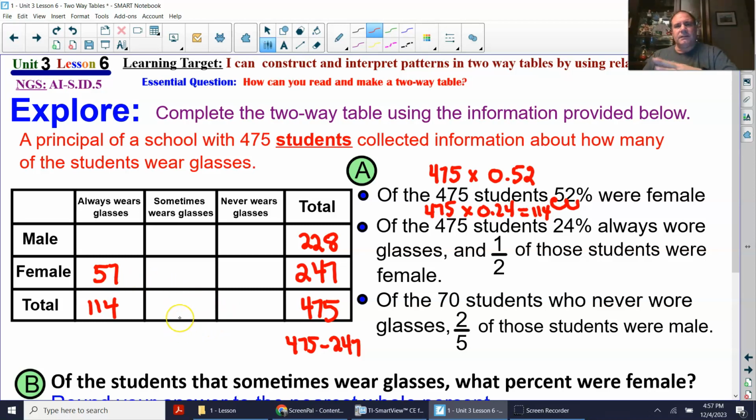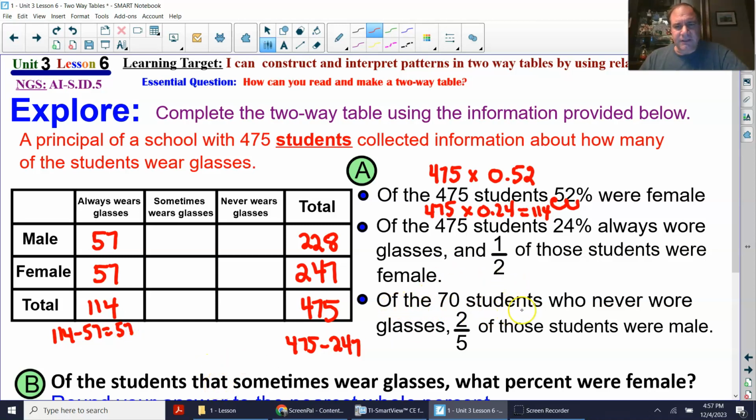But if you think about it, if half were female, half had to be male. So we're just going to put 57 here also. You could do 114 minus 57. It would still come out to be 57, all right, for the male students. So right there, we could just do 114 minus 57, and you know that you would get 57. All right, so let's go.